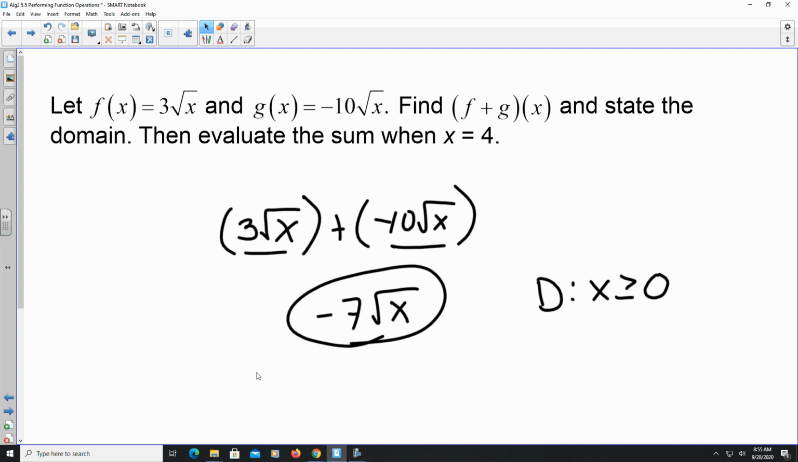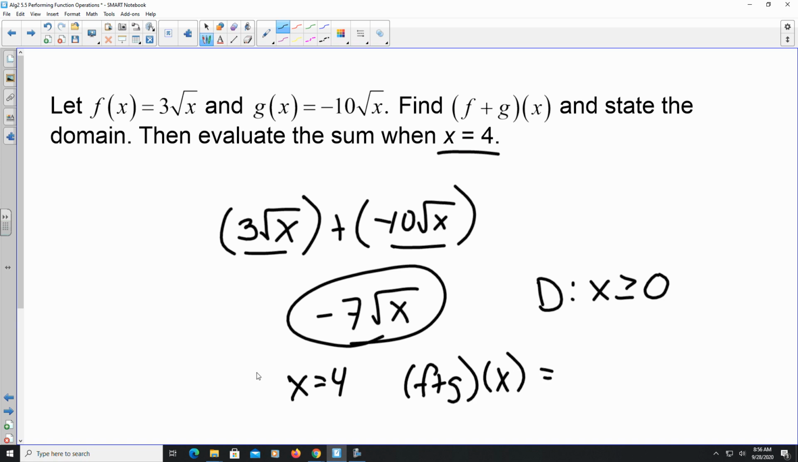All right. So if I were to plug 4 in here, the square root of 4 is 2. So now I have negative 7 times 2. That means my result, f plus g of 4, would equal negative 14. So they're looking for two answers in that one.